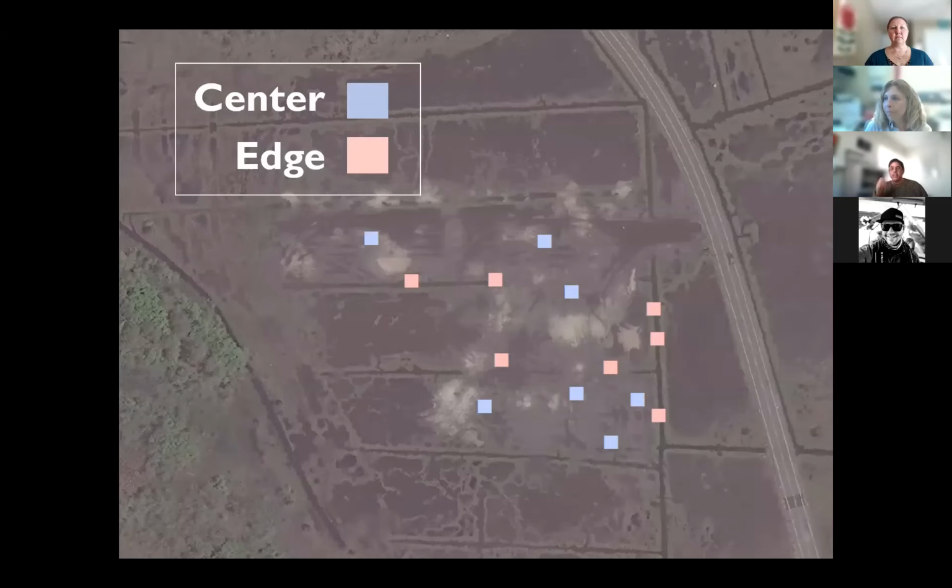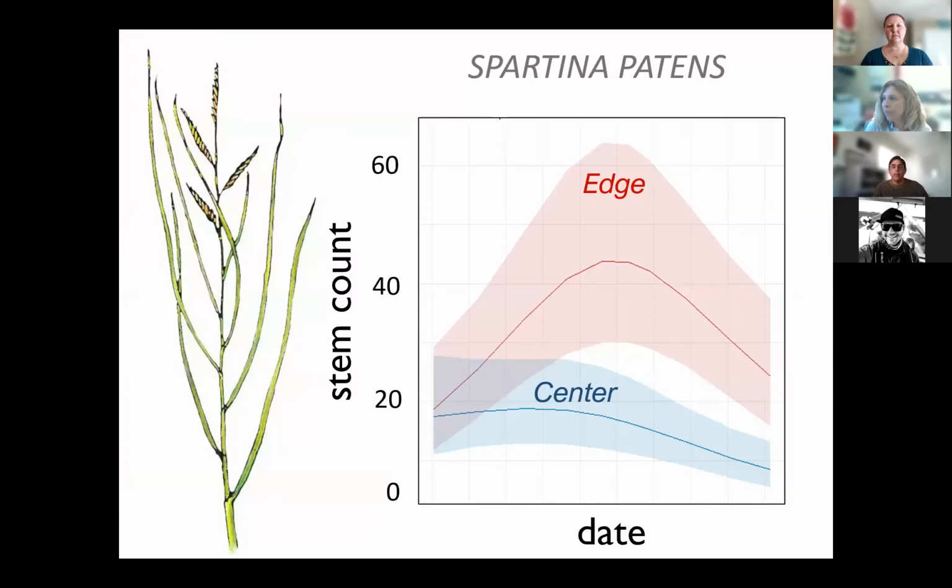So just to finish up by showing you those results, we put a bunch of plots up there, and some were right near the edge where there was already existing vegetation, and then some in the center. And here's our results. So Spartina Peytons was off to the races, especially at the edges.